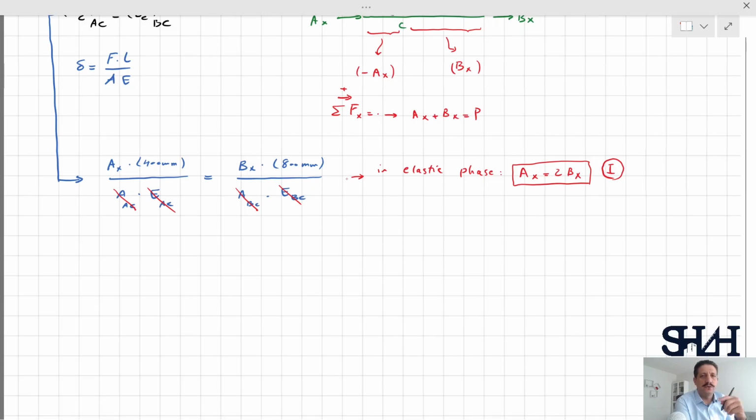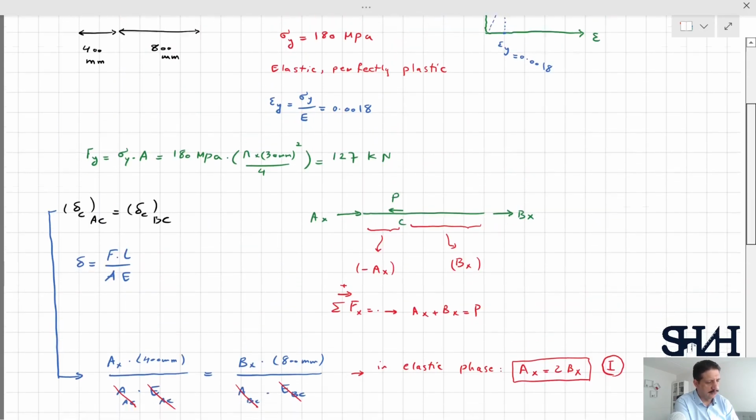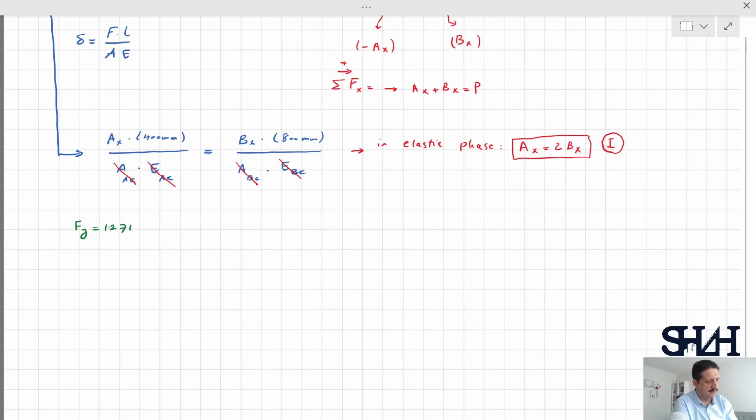That is the main equation to solve this problem. Now we are going to increase the force. In that case, we need to check which element will reach its yield force first. As far as AX is greater than BX, most likely or certainly AC is the first element to reach its maximum yielding load. Fy we calculated and it was 127 kilonewton.